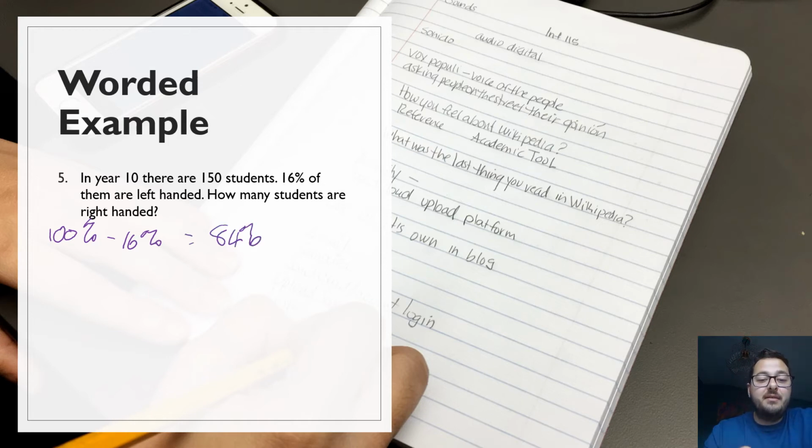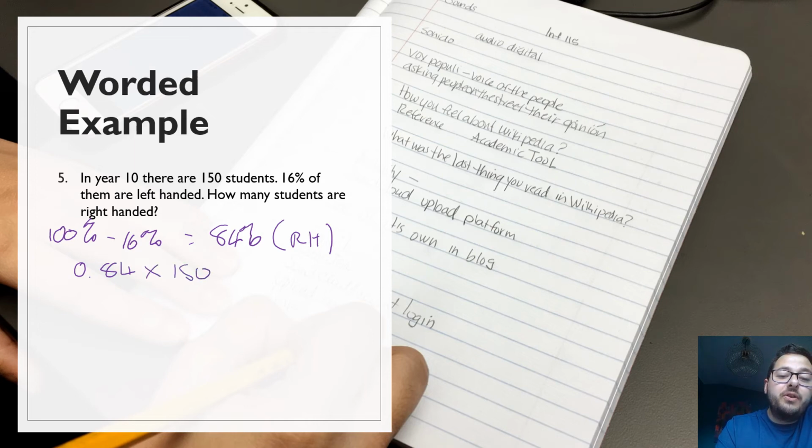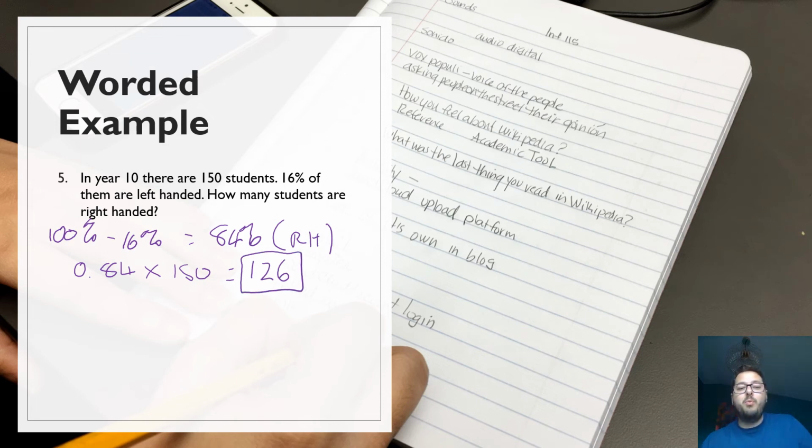So that is right-handed, so let's just write that as RH. So then I can just find 84% of 150. So 84% as a decimal is going to be 0.84, and I'll just times that by 150. So 0.84 times 150, and that gives me 126. Okay, so that's one way of doing it.